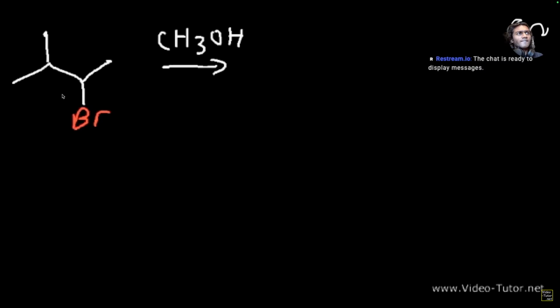But let's propose a mechanism for this process. The first step in an SN1 reaction is the formation of the carbocation intermediate. So the leaving group has to leave, and we're going to get a secondary carbocation. The reason why this carbocation is secondary is because the carbon that bears the positive charge is attached to two other carbon atoms. Now notice that the secondary carbocation is adjacent to a tertiary carbon. And we know tertiary carbocations are more stable than secondary ones.